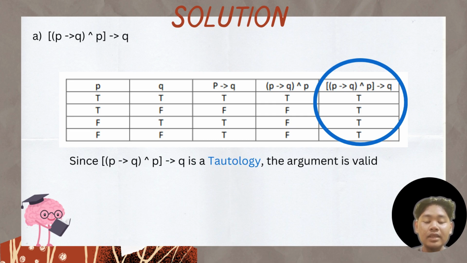Finally, we determine for P implies Q and P implies Q. True implies true is true. False implies false is true. False implies true is true and false implies false is true. Since P implies Q and P implies Q is a tautology, the argument is valid.